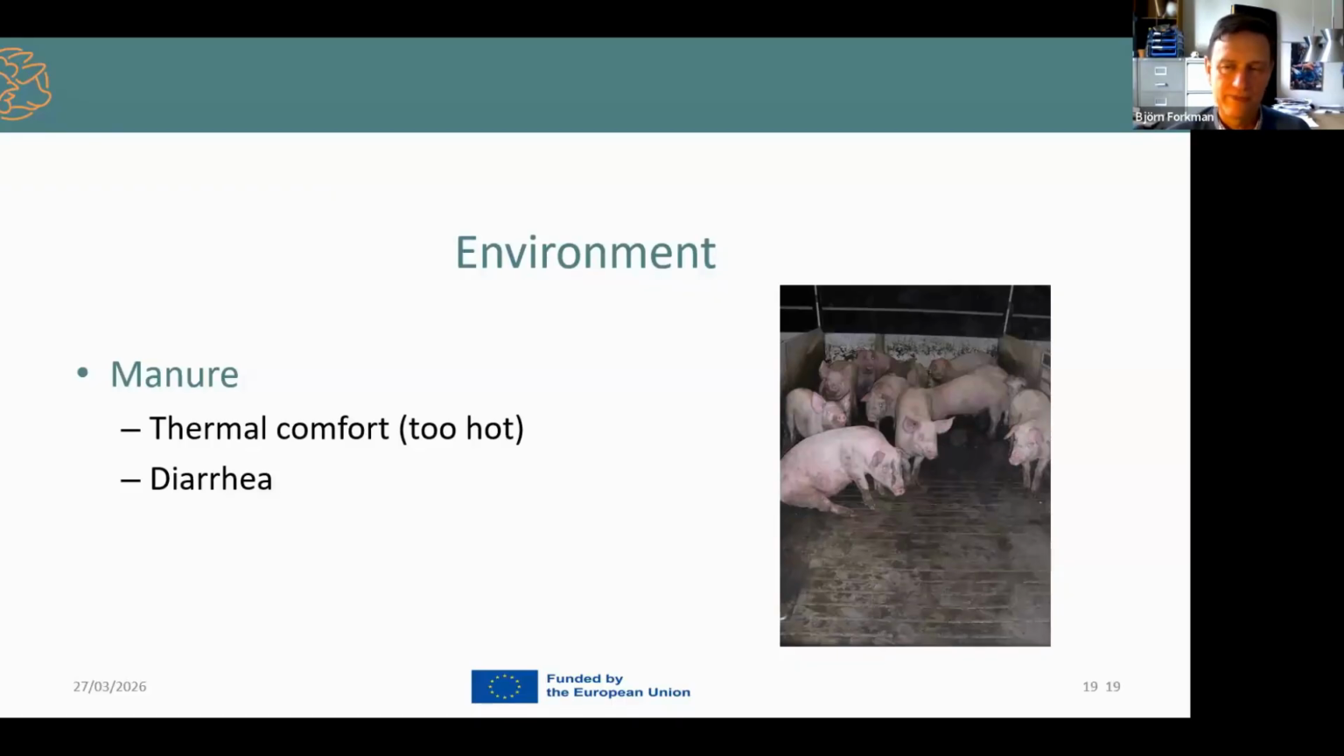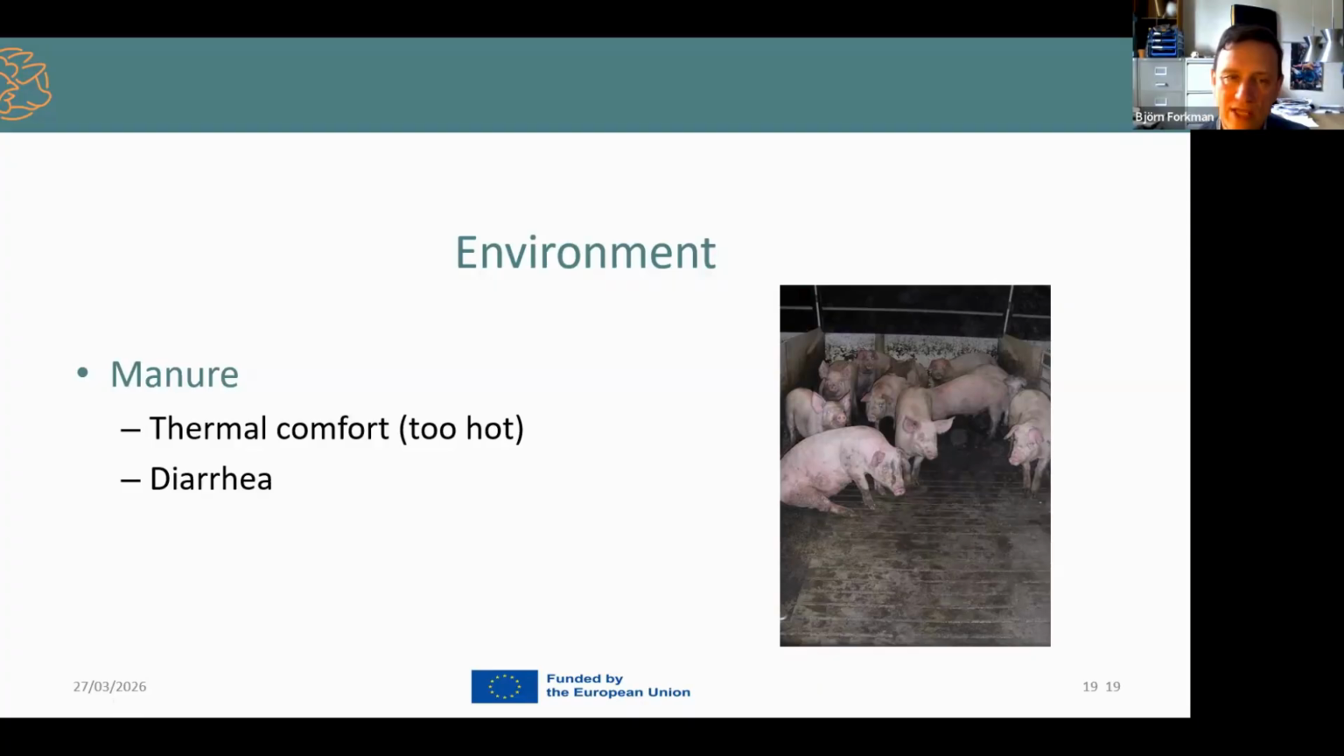One measure that is quite common, but also something people have discussed the relevance of, is the amount of manure on the pigs. In most cases, pigs will avoid lying down in manure. So in most cases, pigs attempt to be clean.